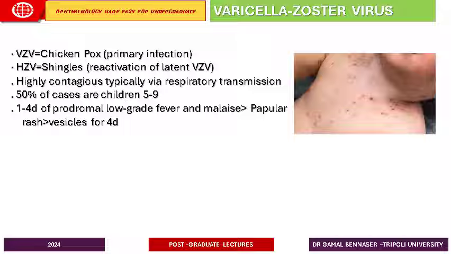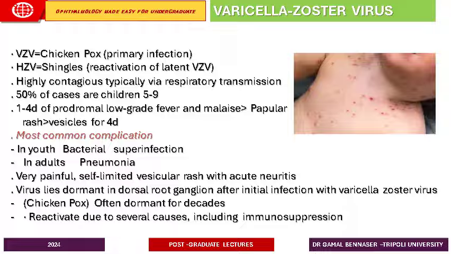It is a highly contagious disease, transmitted through respiratory droplets. Usually, children between 5 and 9 years are the victims of this virus, and it has prodromal symptoms for 1 to 4 days. After that, a eruption of vesiculopapular skin rash will take place, and usually it will pass and the patient will heal after that.